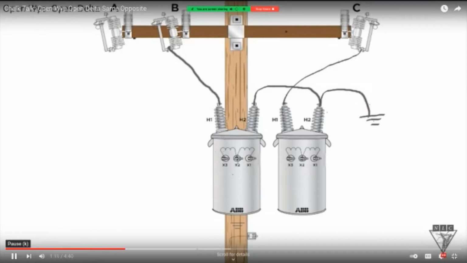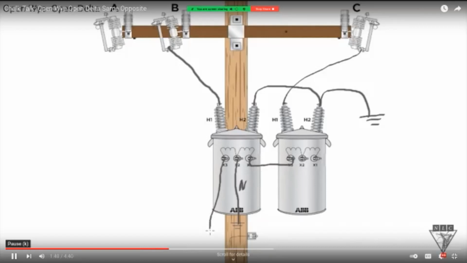On the secondary side, we're only going to utilize 1 X2 bushing as our neutral. We're going to take it to ground on the center transformer, labeled as our neutral. So there's our neutral. Now I need to tie the X1 bushing to the X3 bushing. Once you've done that, now we can run our hot legs down.